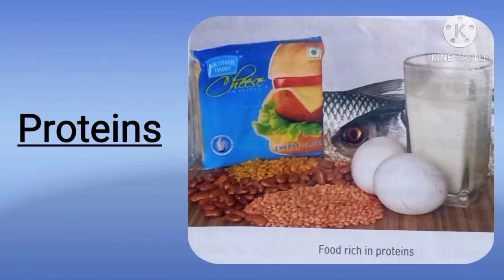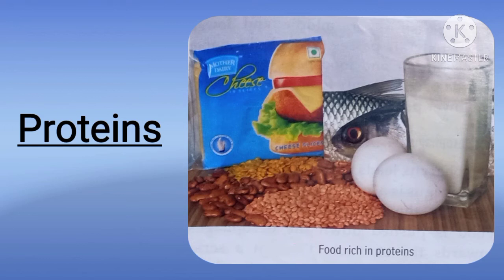Now we discuss protein. Proteins are the body building food. They are large chemical molecules that contain amino acids. So we can say that proteins are made up of amino acids, which are compounds of carbon, hydrogen, nitrogen and oxygen.